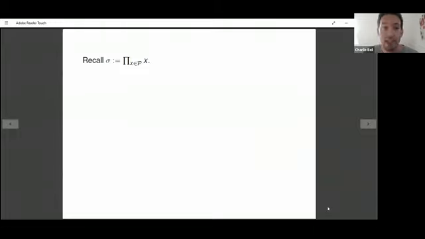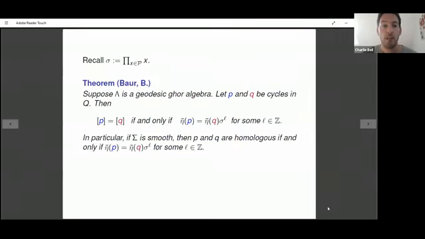Okay, so recall that sigma was our product of all the variables. And this is joint work with Karen. Suppose that lambda is a geodesic Gorenstein algebra. Let P and Q be cycles in the quiver. Then the homology class of P equals the homology class of Q if and only if the monomial of P equals the monomial of Q times some power of sigma. So in particular, if sigma is smooth, then P and Q are homologous if and only if eta bar of P equals eta bar of Q times some power of sigma.